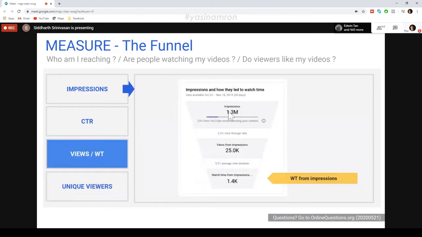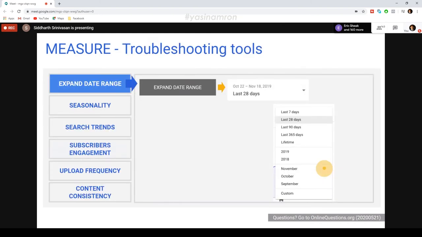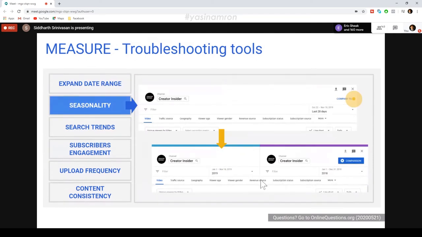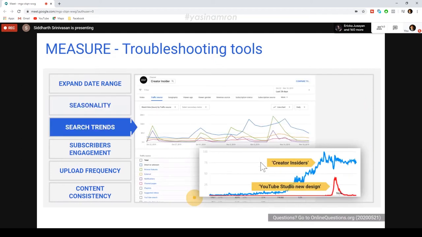So I take a look at the funnel and I go to, say, impressions, right? Are my impressions going up or are they going down? Because if your reach does not increase, then you have a conversion problem. Or I'm converting people, but they are dropping off. Is my view duration okay or are people dropping off, right? So again, comparisons really help you with that. So this is really the best way to think about why something is happening.